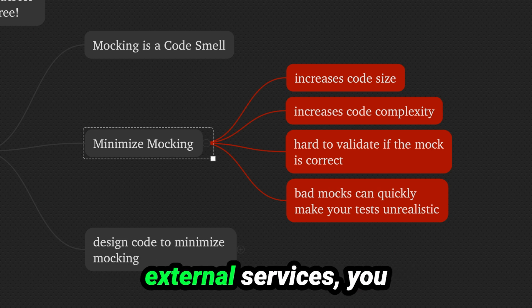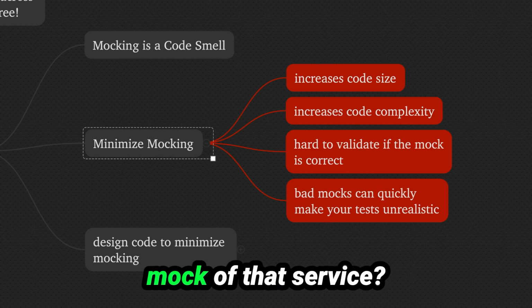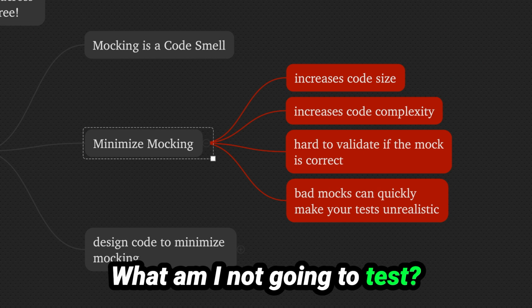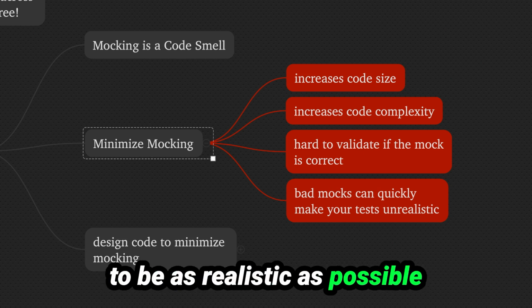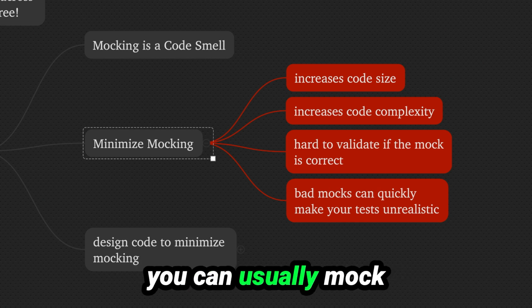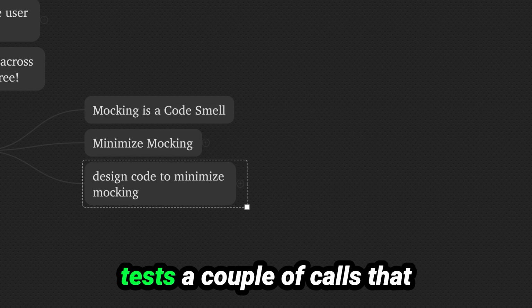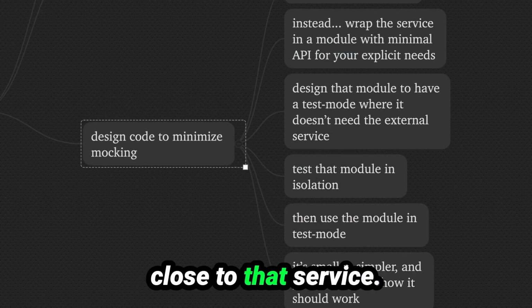If you're testing against external services, you have to make some intelligent decisions about how much am I going to mock that service, how much am I going to test against it, what am I going to test, what am I not going to test. But I find as long as you have that perspective of I want it to be as realistic as possible against that other service, you can usually mock it at a reasonable level. You can do a little bit of low-level testing that tests a couple calls that actually hit that service or hit a mock that's very close to that service.